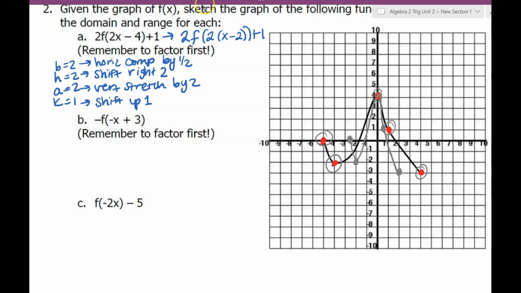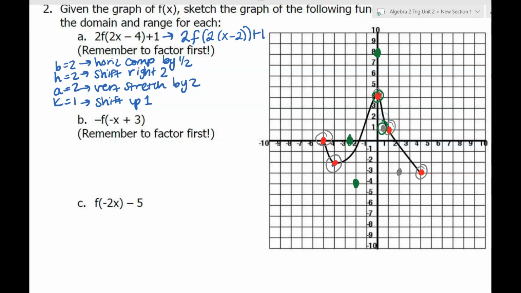Now, the next step of this graph is going to be to vertically stretch it by 2. So now we're going to look at vertical distances and double them. So this point is at 0. It's going to stay at 0. This point is 2 units below the x-axis. If we double that distance, it's going to make it 4 units below the x-axis. Now erase that. This point here was 4 units above the x-axis. It's now going to be 8 units above the x-axis.